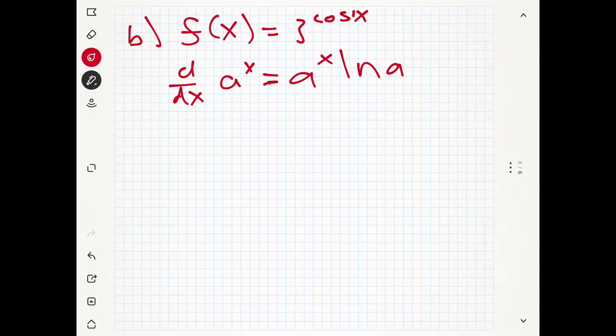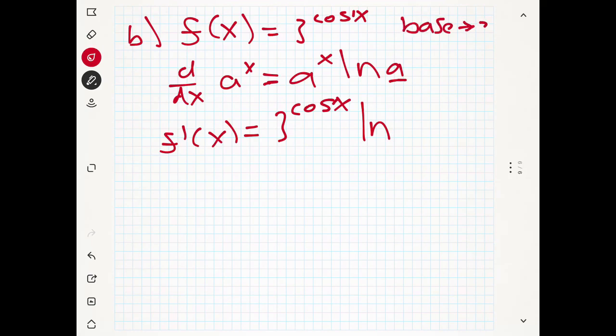So now let us write f prime of x. And a to the power of x, we have just established, is 3 to the power of cos x. And we're going to write ln, and then again a, so just the base, not the exponent, and the base is 3. So ln 3. Now you've got to pay a lot of attention here.